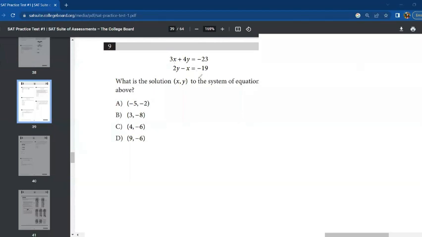In this question, we have a system of equations, and we can solve it using substitution or elimination. Just use the method that you feel more confident with. So I'm going to first do it with substitution.